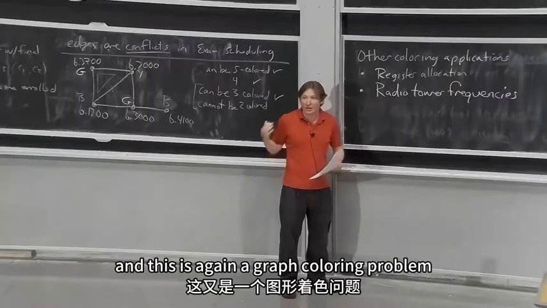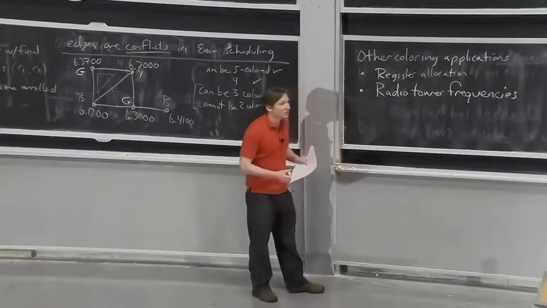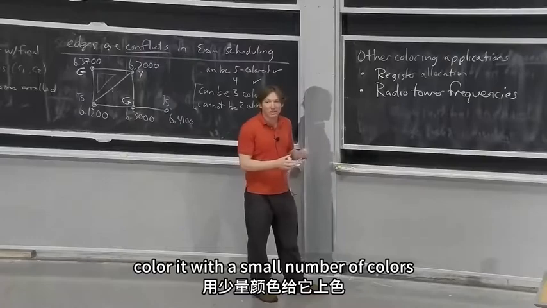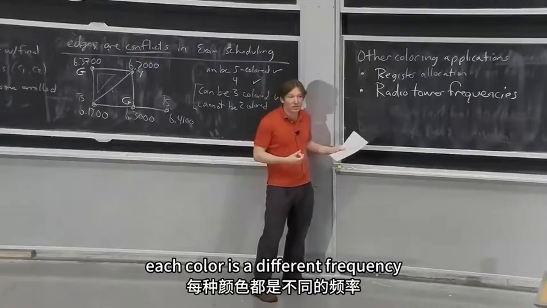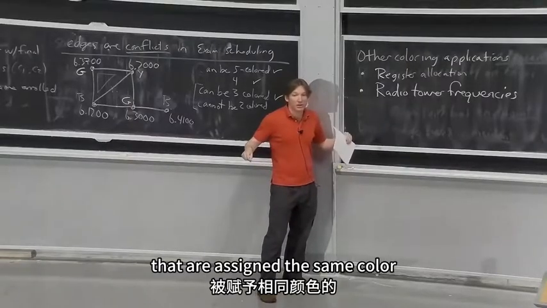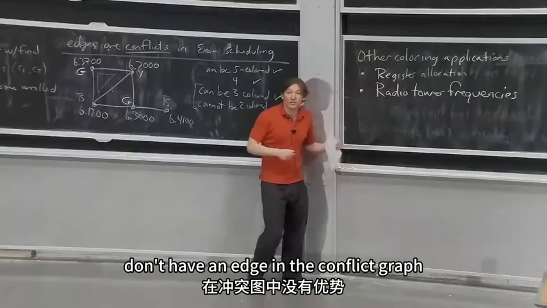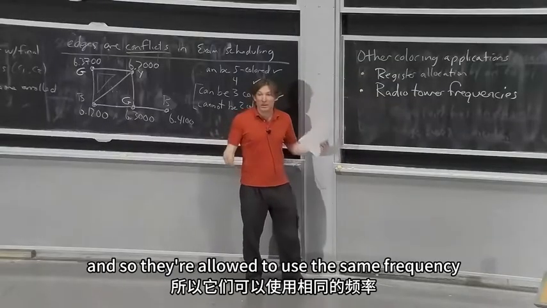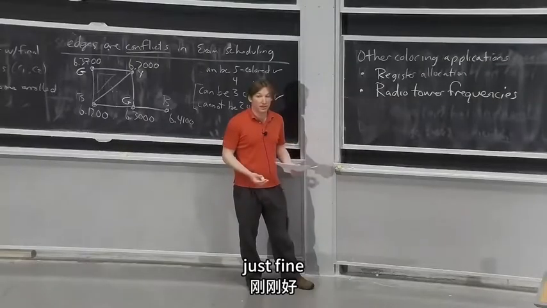And this is, again, a graph coloring problem. Draw your conflict graph, color it with a small number of colors. Each color is a different frequency. And since different towers that are assigned the same color don't have an edge in the conflict graph, it means they don't conflict. And so they're allowed to use the same frequency just fine.